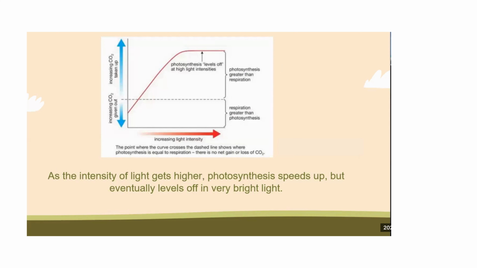So we talked about how photosynthesis happens only in the daytime. When the intensity of the light gets higher, photosynthesis also speeds up. But at a certain level, photosynthesis levels off at high intensities. Okay, because there are limits, a short supply of other requirements. So when the light is increased but the other factors don't increase, the photosynthesis levels off. Okay.